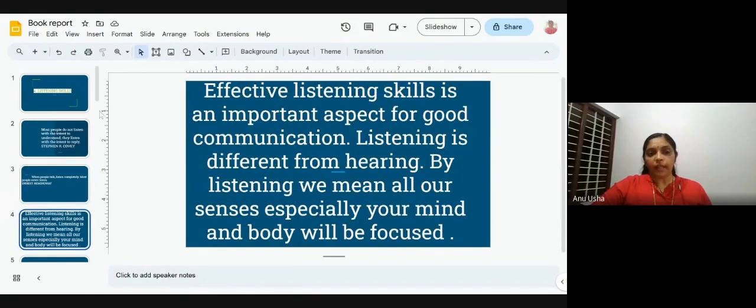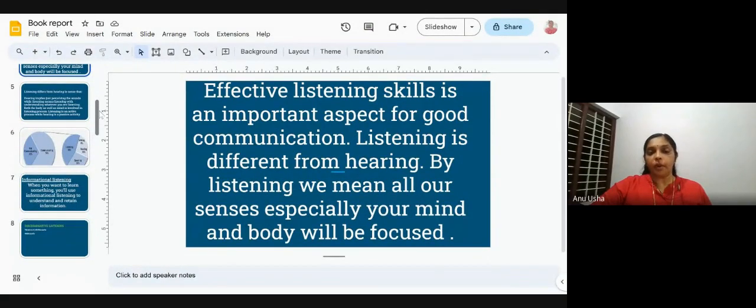So, why is listening skill important today? Even though we have individual existence, we are actually social beings. We are living in a society. We have to interrelate and interconnect with so many persons in the society. And for this process of interrelation and interconnection, the one thing we are using is communication. And to improve our communication skill, we actually need this listening skill. Listening skill is an important aspect of good communication.